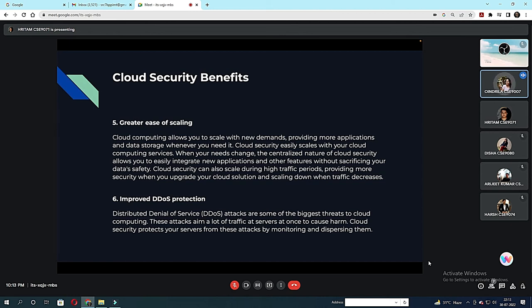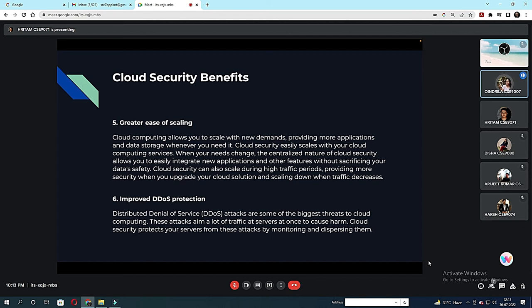Then the other is greater ease of scaling. Cloud computing allows us to scale with new demands, providing more applications and data storage whenever we need it. Cloud security easily scales with our cloud computing services. When you need a change, the centralized nature of cloud security allows us to easily integrate new applications. Cloud security can also scale during high traffic periods, providing more security when we need to upgrade our cloud solution, and scaling down when traffic decreases.